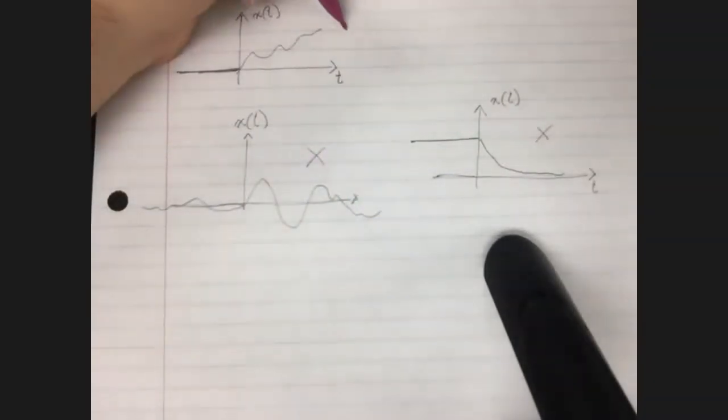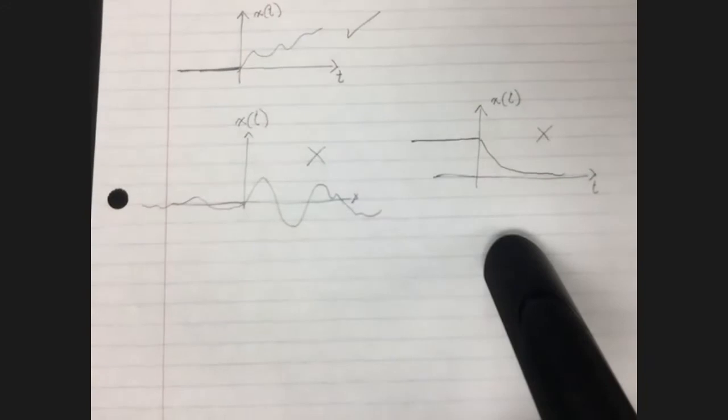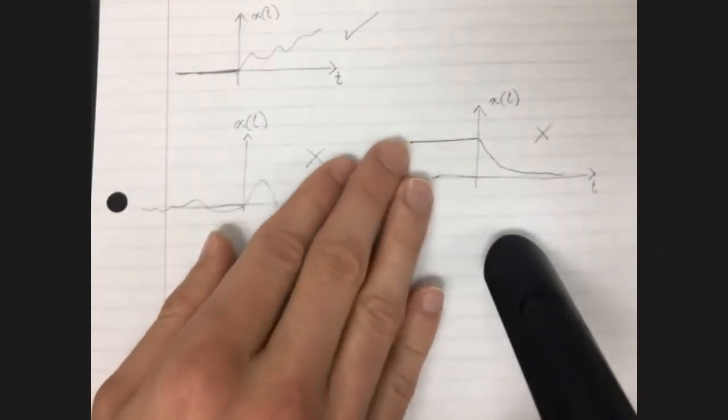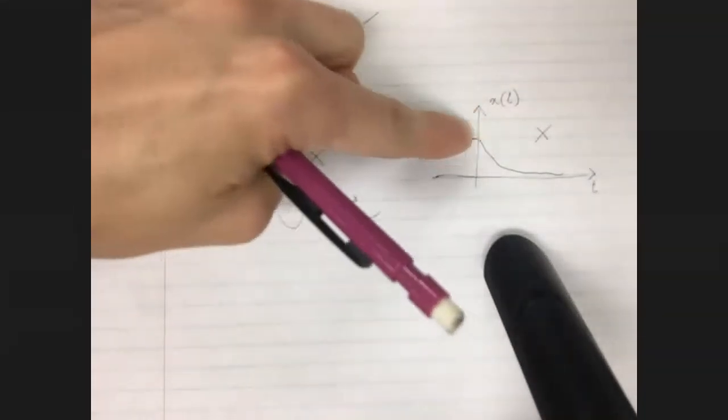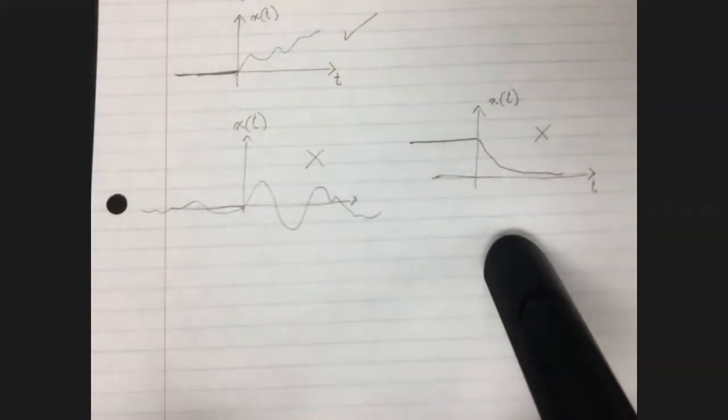So this one right here would be causal. These guys would be non-causal, because for it to be causal, everything that's on the left-hand side, everything prior to t equals 0, needs to be off. It needs to be like powered off.